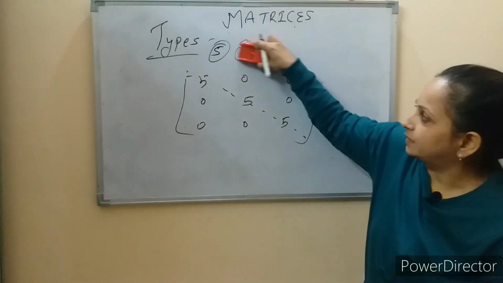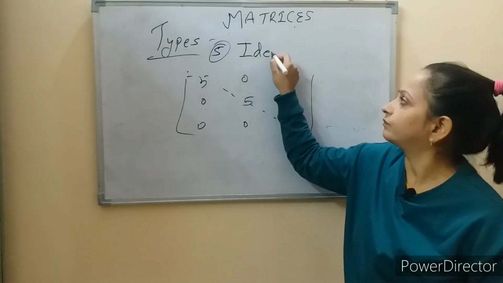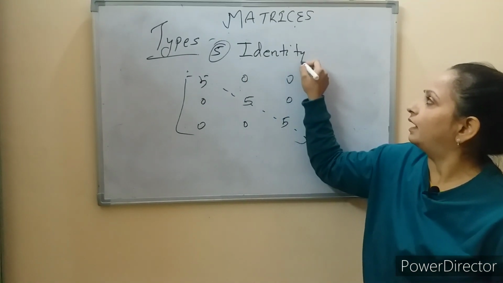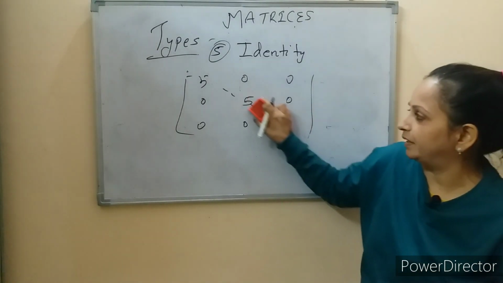Now the next type of matrix is called identity matrix, and that is the most important type of the matrix.